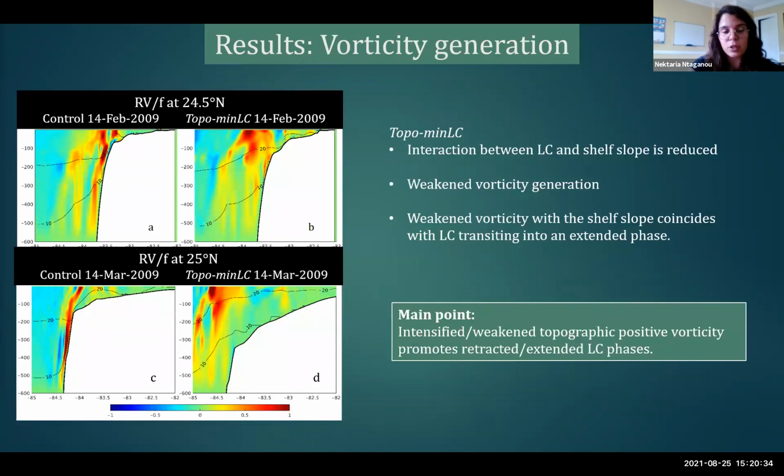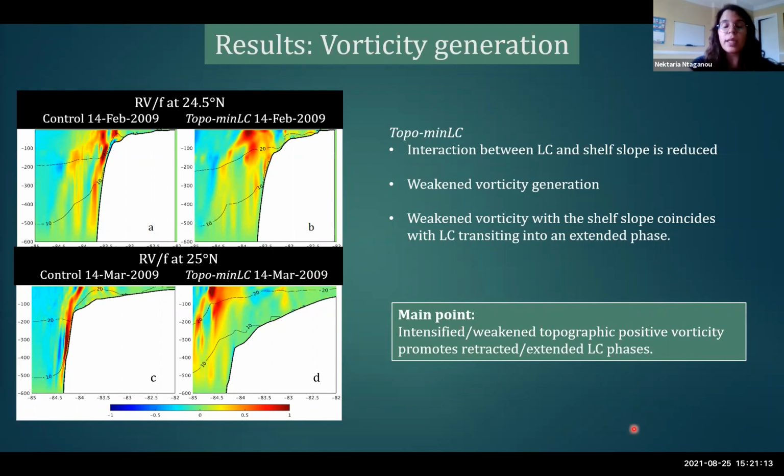Now, looking at transects of relative vorticity at the area of the pressure point for the control and Topo Nominal C at 24.5 and 25 north, there is topographic vorticity generation in the control experiment due to the interaction between the current and the shelf slope. This is not evident in the Topo Nominal C experiment, in which the loop current is located at the region of the shelf, but due to the topographic modifications, the interaction is not as large.